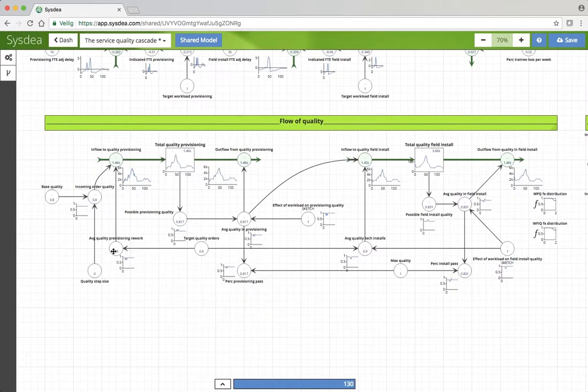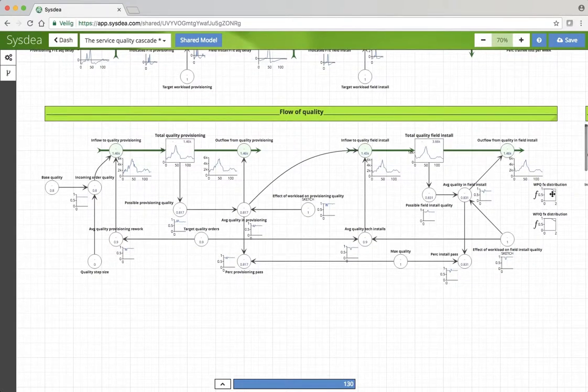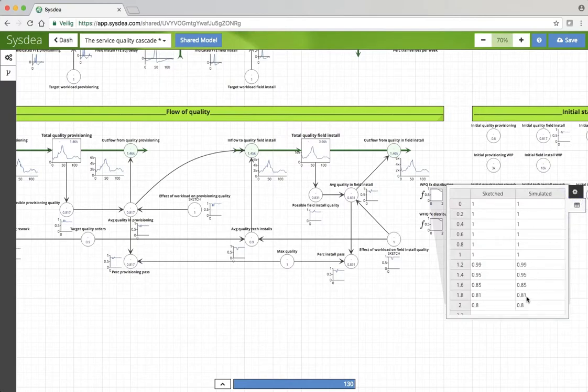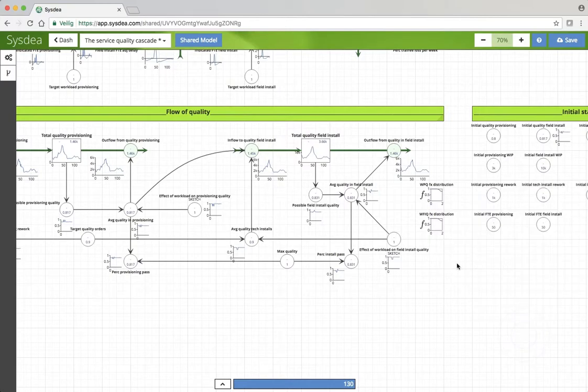Now about the workload effect. What's that workload effect then? Well, when things get really busy, people make more mistakes. That's commonly known. And we have this kind of distribution for it. If the workload is at around 1, then there is no effect. But if the workload gets really big, then you will see over a while that some 20% more mistakes are being made, and perhaps even more. We end up with 0.8 up here.